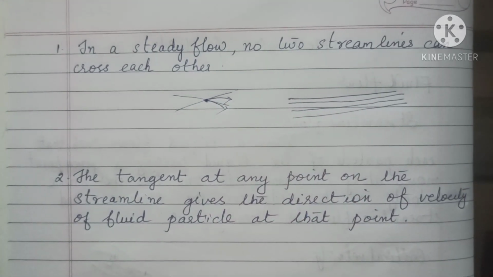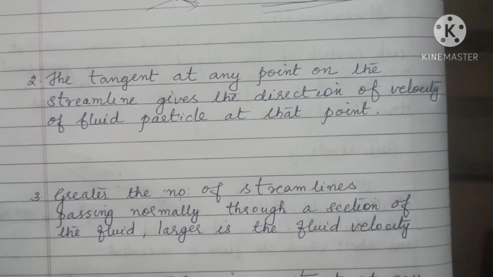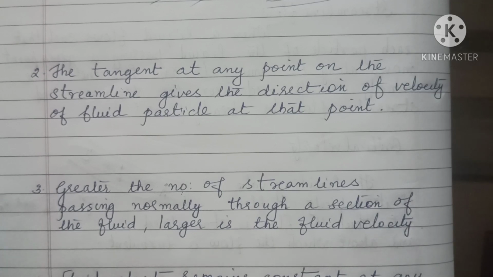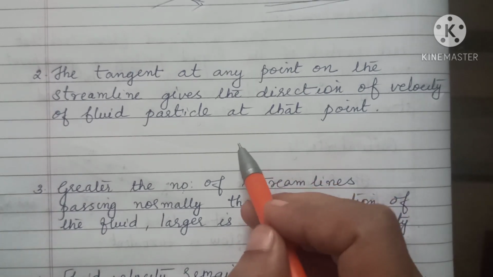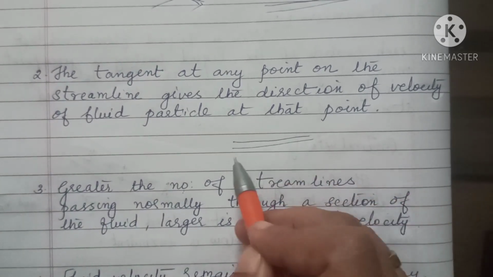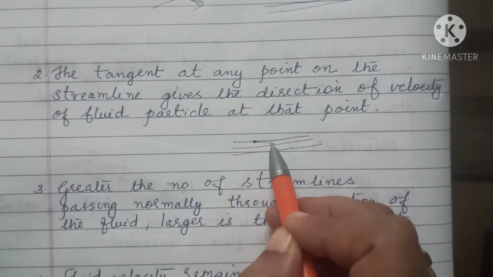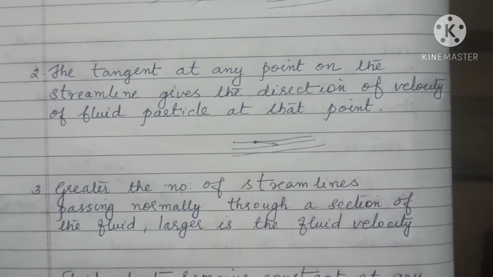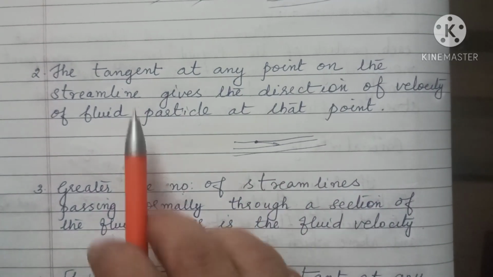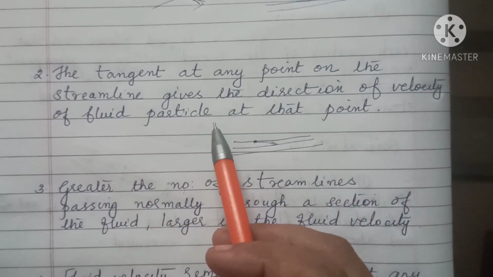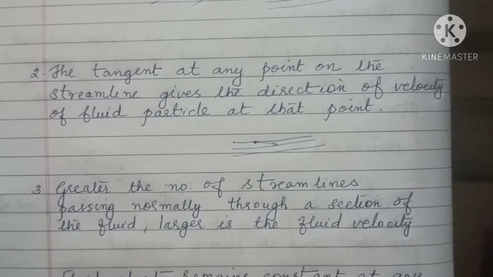Clear? Now the second point is, the tangent at any point on the streamline gives the direction of velocity of fluid particle at that point. So what does it mean? I told that when you are having a large number of streamlines, and if you want to find the direction of velocity at a particular point, you can draw a tangent at that point, which will give you the direction of velocity. So the tangent at any point on the streamline gives the direction of velocity of the fluid particle at that point. Clear?